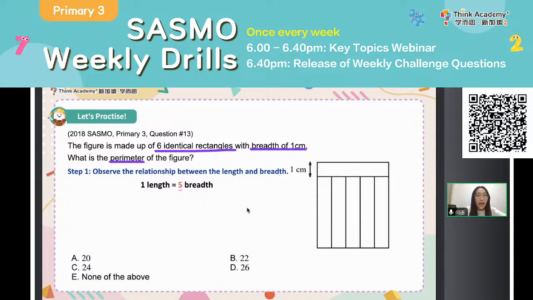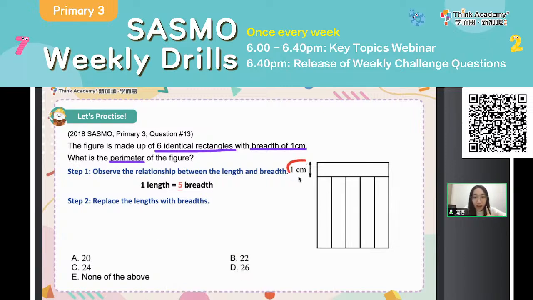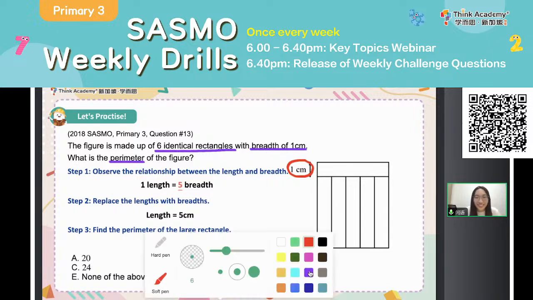Okay, 5. And then we already know that, look here, a very important information. 1 breadth is 1 centimeter. So for 1 length, since it is equal to 5 breadth, that is 5 times 1, which is 5 centimeter, right? Okay, so following this, try to figure out what is the perimeter of the large rectangle. Try. Firstly, I can tell you, option E is wrong.